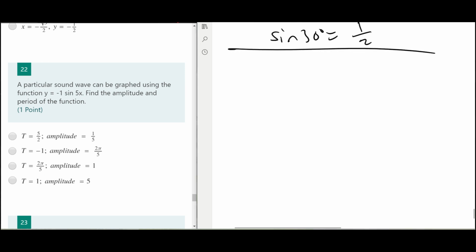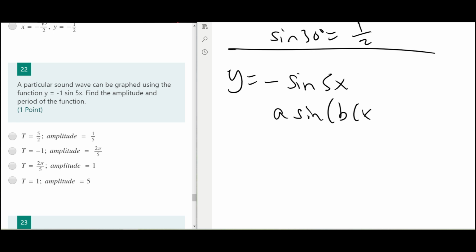Okay. So number 22, we have a wave with the function y equals negative sine of 5x. There's an invisible -1 here, which I will not write. We want the amplitude and the period of the function. So remember, the function is a sine of (bx minus c) plus d. So the a is that guy right there. So the a is -1.